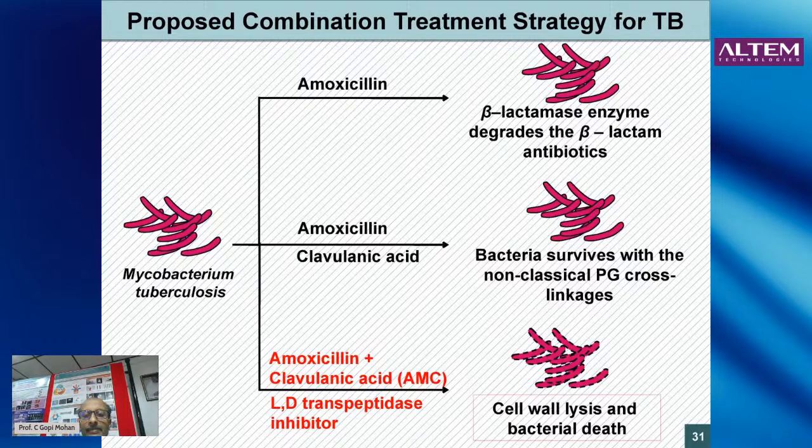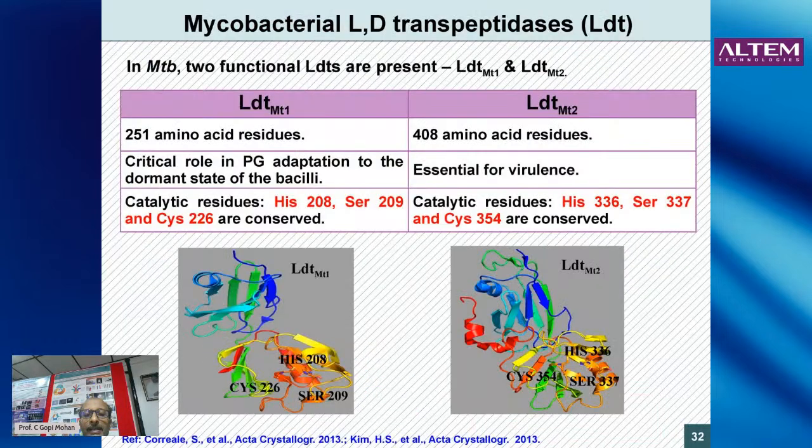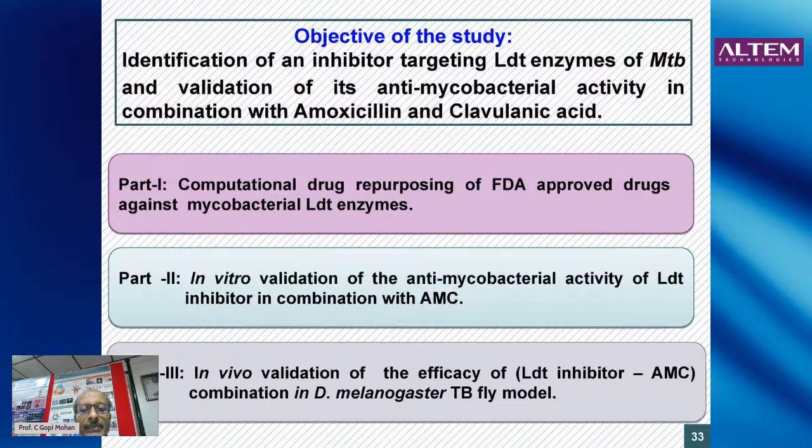We have targeted these particular enzymes in our studies and identified a new natural product. LDT MT1 and MT2 are the two well-known functional LDTs. We got DBT project funding for this, and we have the crystal structure as well. So can we identify the active sites and do some structure-based drug design and computational repurposing? We already know the active sites of these proteins, and they are well conserved for this enzyme. So can we use this for our TB drug discovery program?